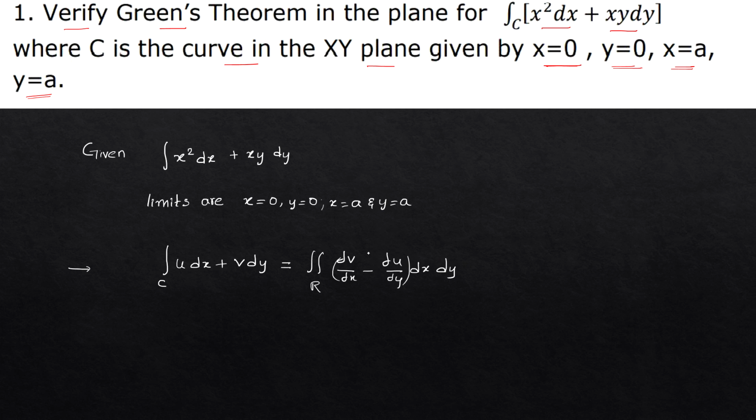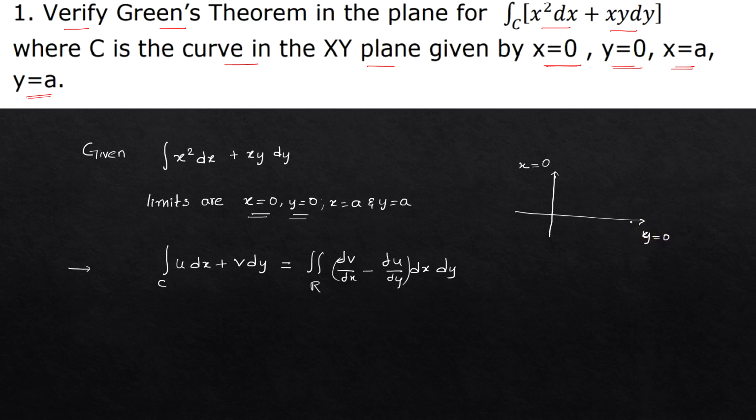Now with the given limits, let me draw the diagram. See here. First, let me draw the coordinate axis. Now see here. The first limit is x equal to 0. X equal to 0 means it is the y axis. So it will be the equation x equal to 0. Now y equal to 0 means x axis. So this will be the equation y equal to 0, and x equal to a.